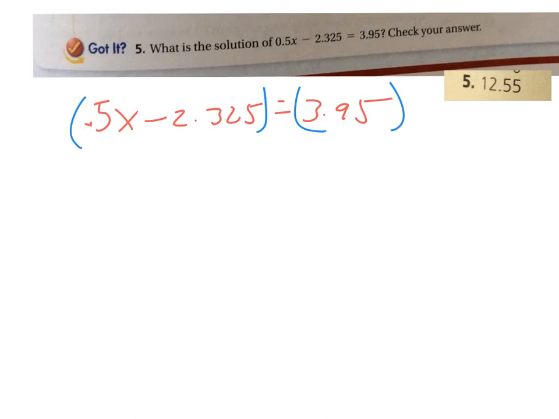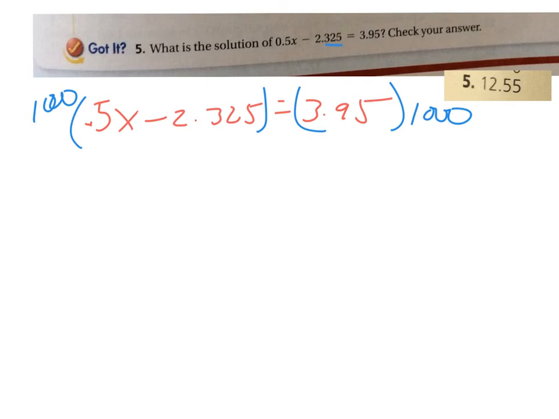Okay, so solution here, we have 0.5x minus 2.325 equals 3.95. And here we can start out by multiplying both sides by, notice how many decimal places, so we're going to go 1,000. There we go.